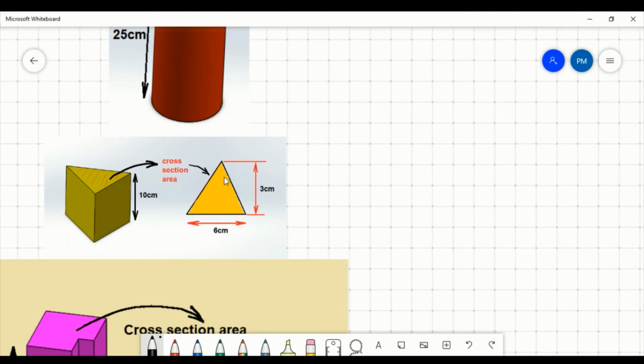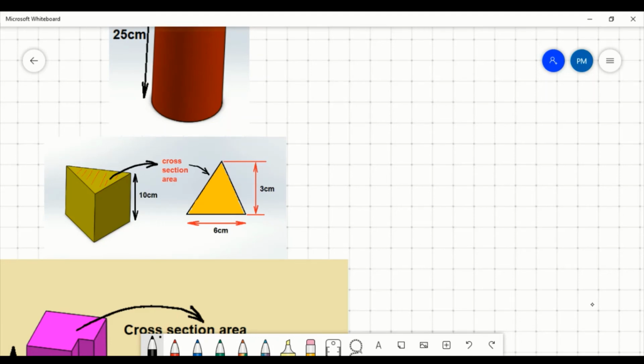Our next one is going to follow the same process, which you know how to do. So you're going to do a triangle. You're going to have a base of 6, height of 3, divided by 2 to find your triangle. Once you do that, you've found the area of this, and then you just multiply it by the height.